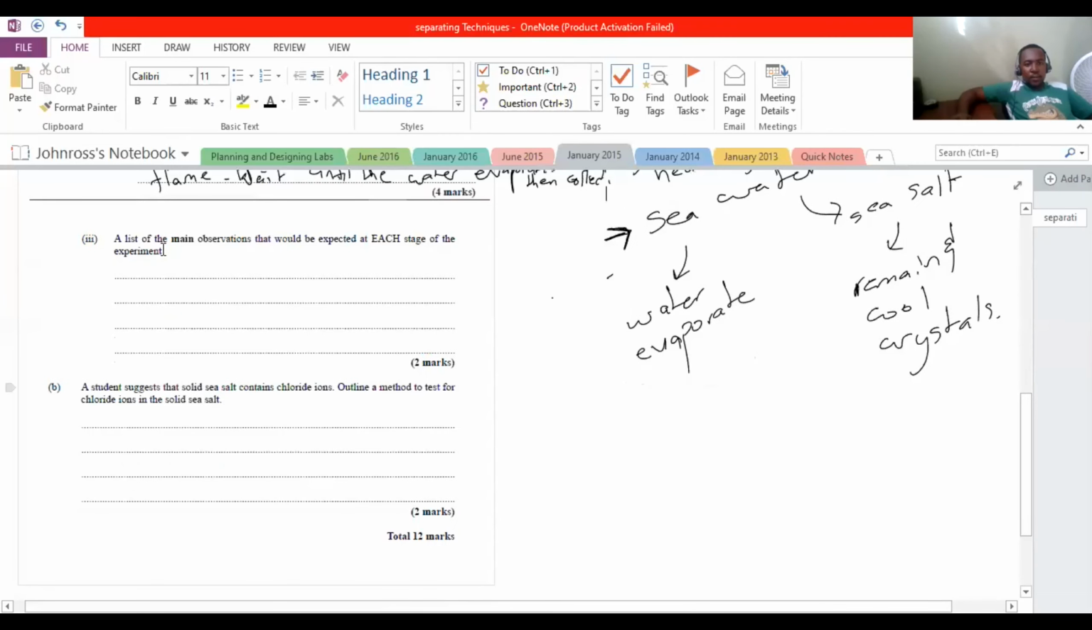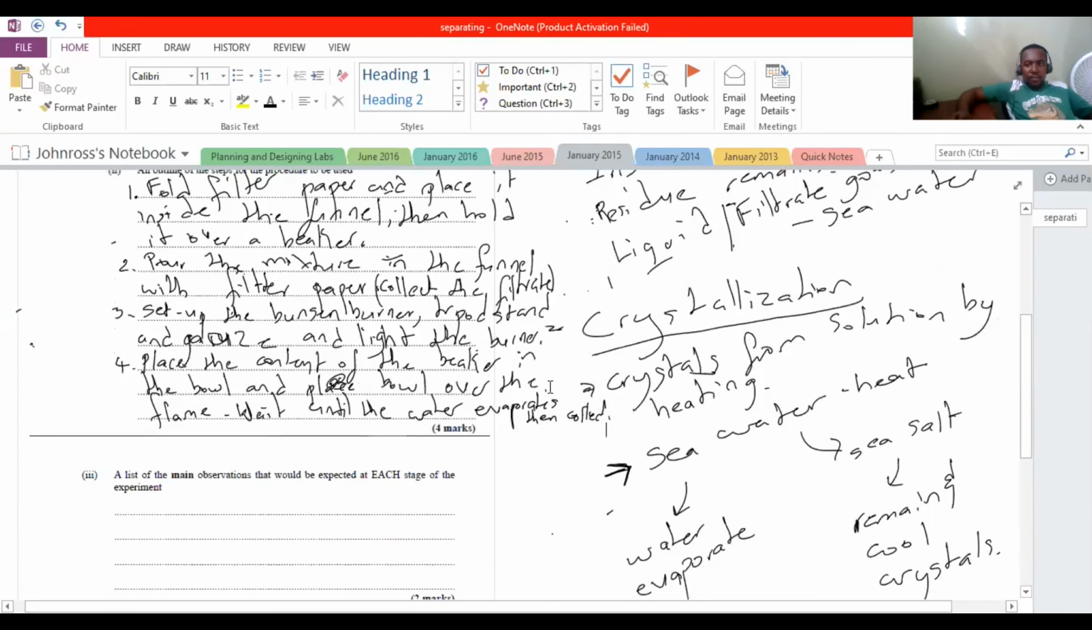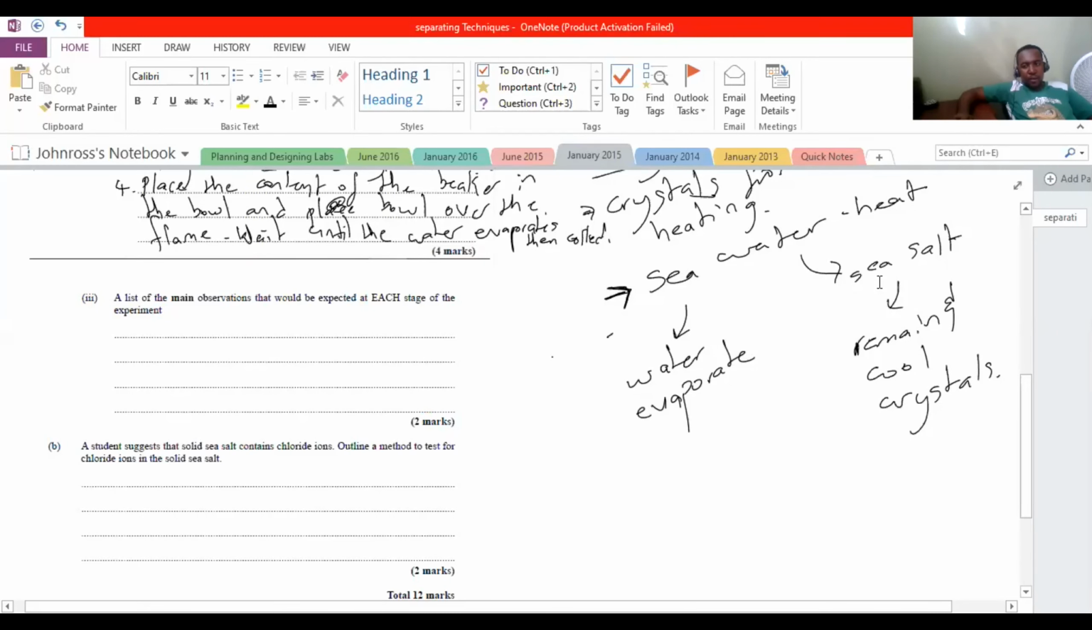It says a list of the main observations that would be expected at each stage of the experiment. We already know, so all we do is write what we just wrote for filtration, and the same for crystallization. We observe that the sand will remain in your filter funnel while the seawater will pass through into your beaker. And for crystallization, the water will evaporate and leave behind the salt. So that's what we would have for the observations.